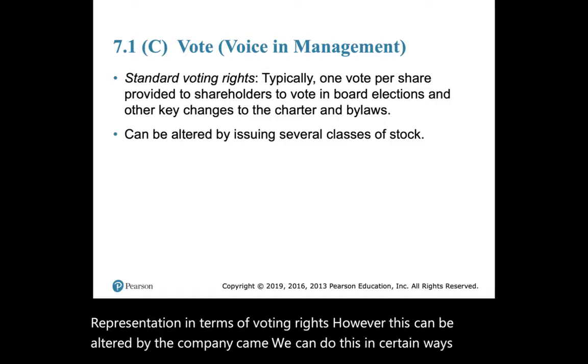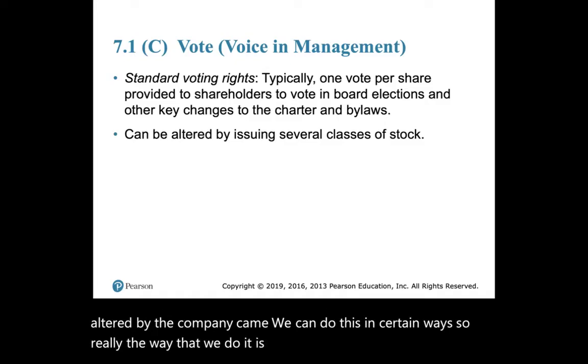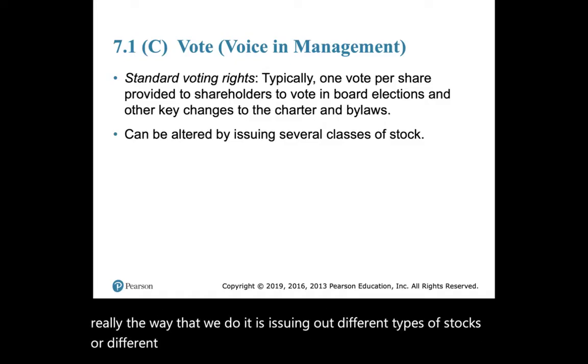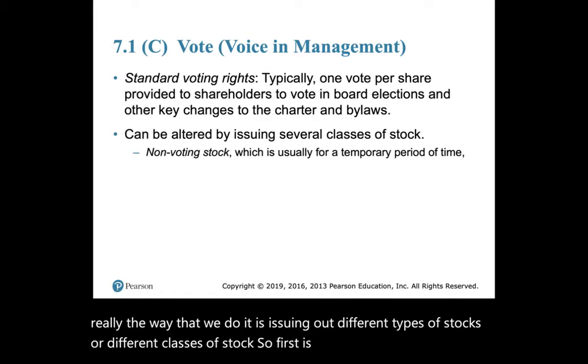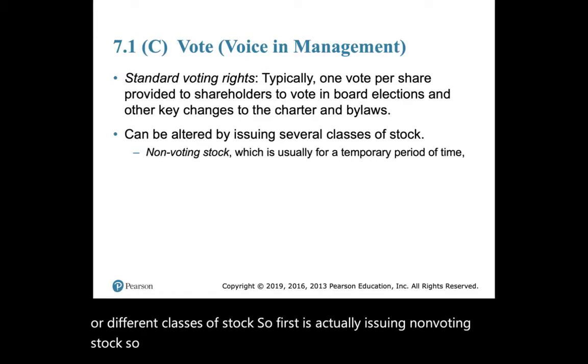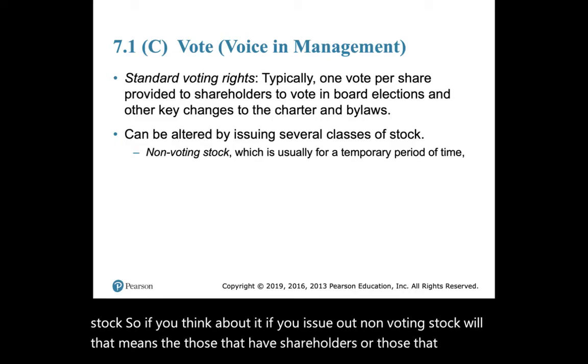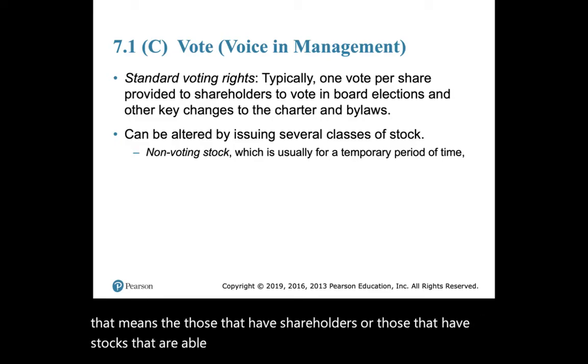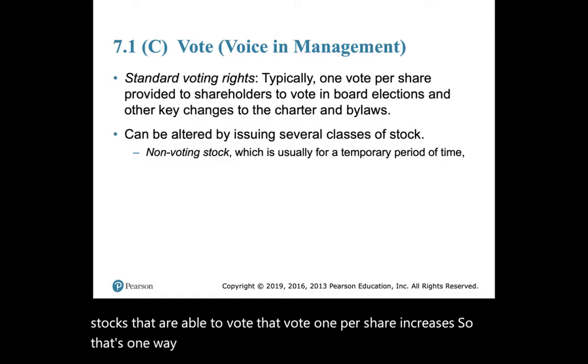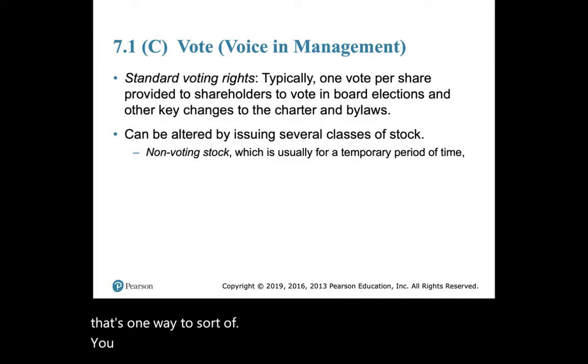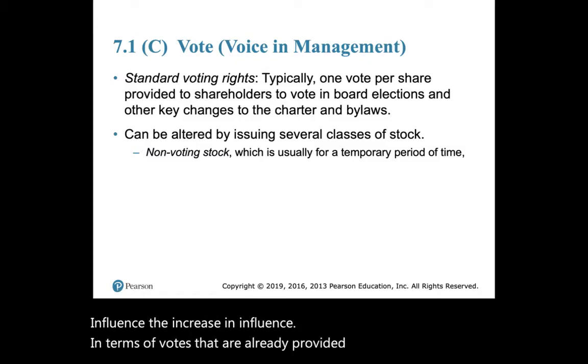So really the way that we do it is issuing different types of stock, or different classes of stock. So first is issuing non-voting stock. If you issue non-voting stock, well, that means those shareholders that have stock that is able to vote, that vote of one per share, increases in influence. Okay, so that's one way to increase the influence of the votes that are already provided by the common shareholders.